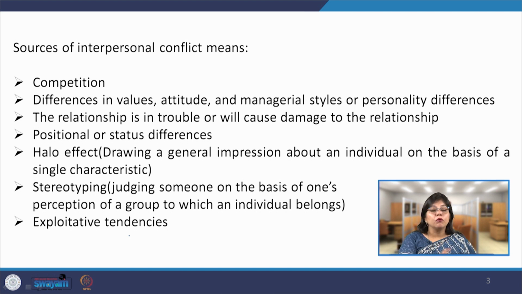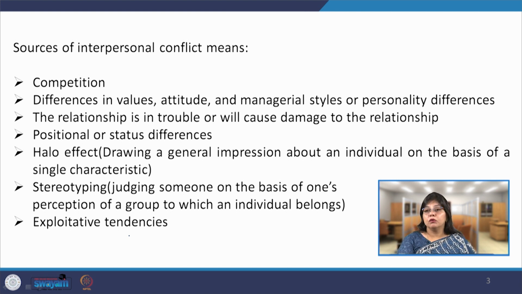Competition is the foremost reason why people experience interpersonal conflict among each other. There can also be differences in values, attitudes and managerial styles, or personality differences, for example, introversion and extroversion. Take two people interacting with each other, where one is an extrovert and the other is an introvert. An extrovert is more open, and can share maximum information with the other person.